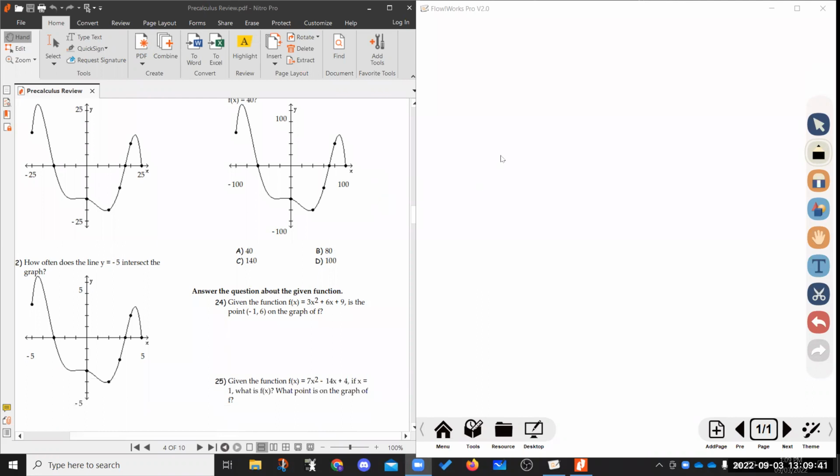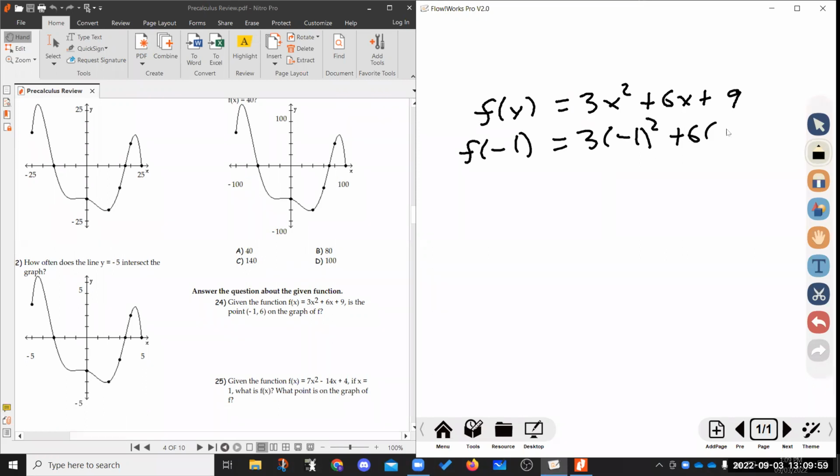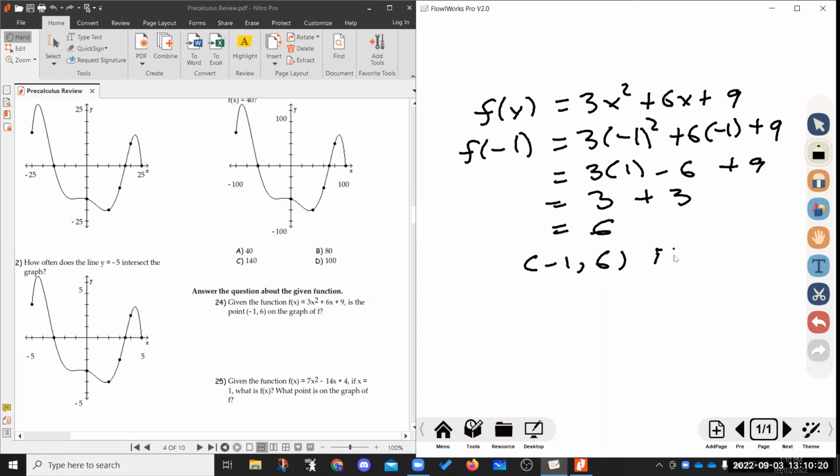Given the function f of x is equal to 3x squared plus 6x plus 9, is the point -1, 6 on the graph? Well, let's find out. F of -1 is equal to 3 times -1 squared plus 6 times -1 plus 9. I'll show you a different way to evaluate this in just a second. 3 times 1 minus 6 plus 9 is 3 plus -6 plus 9 is 3, is going to be 6. So that means the point -1, 6 is on the graph.